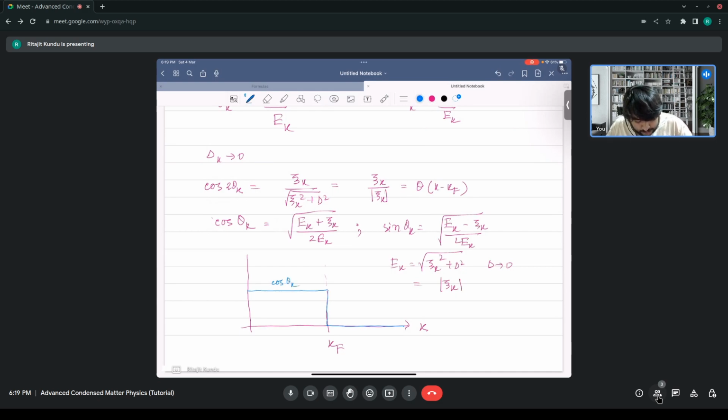So this is cosine theta k. Beyond the Fermi momentum, it vanishes. The sine theta k is slightly different. It is 0 up until the Fermi momentum, and then it picks up at exactly the Fermi momentum and becomes constant, because it is just a Heaviside theta function, right?